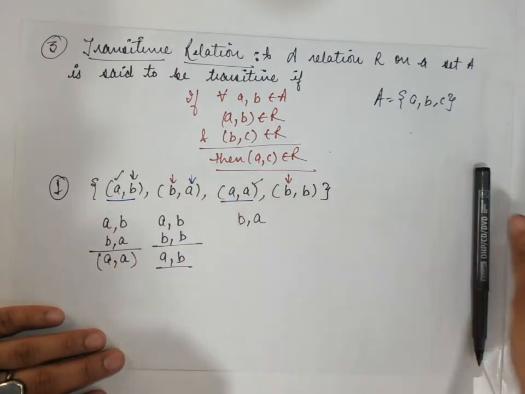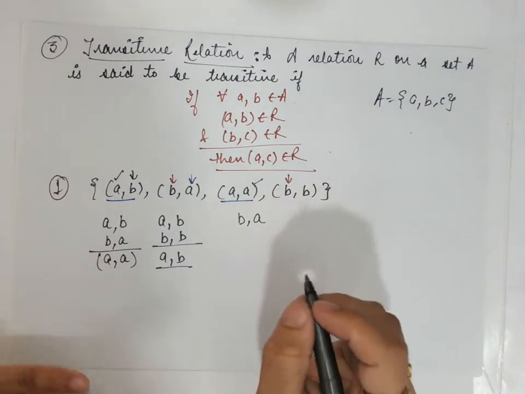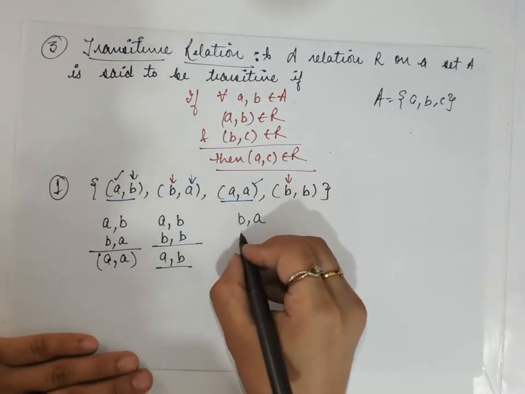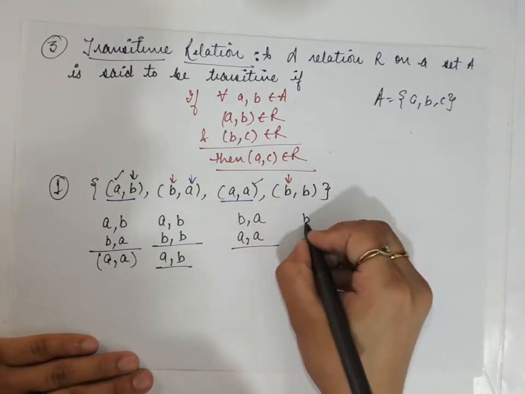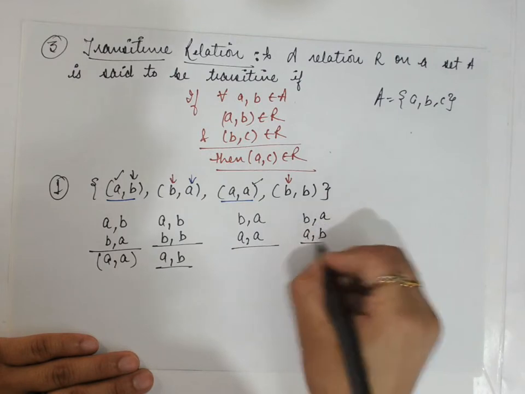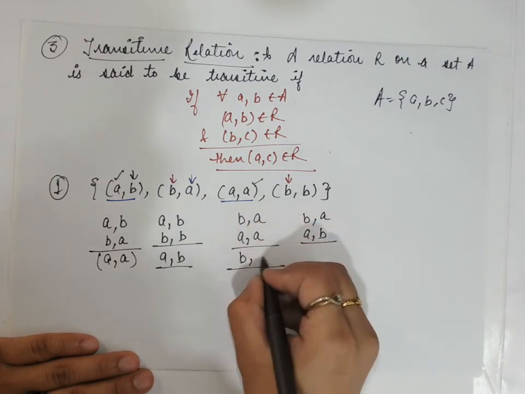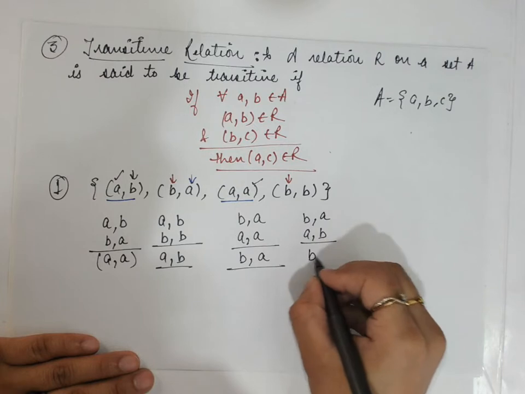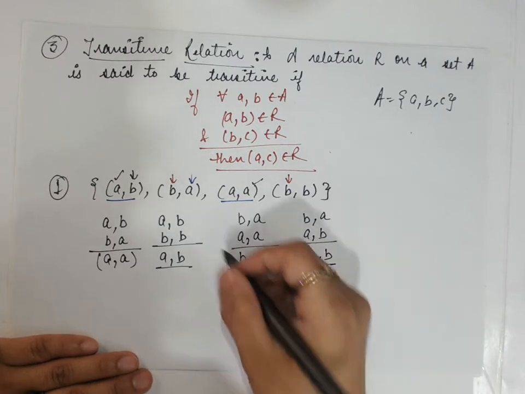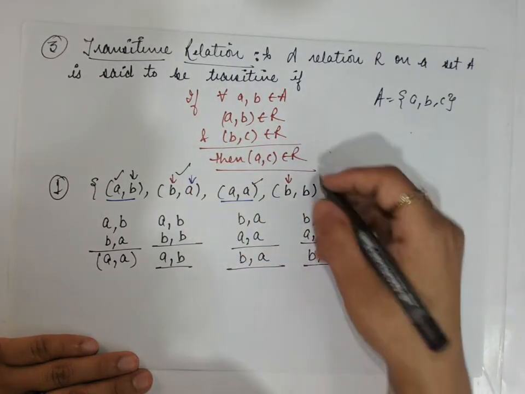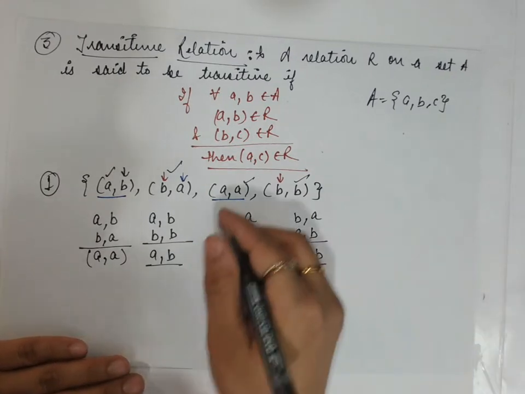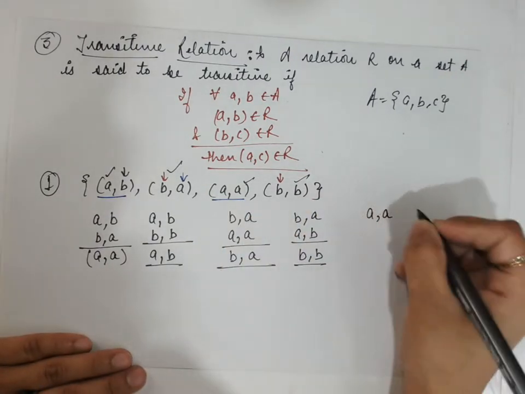For AB and AA, then I have to check BA for AA, and BA for AB. I have to check that BA is present in the relation and BB is also present in the relation. BA is present, yes. Is BB present? Yes, BB is present. Now check for A comma A.